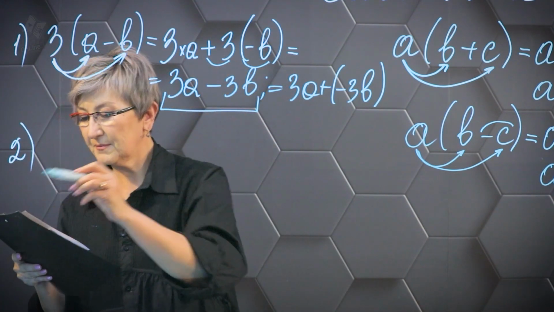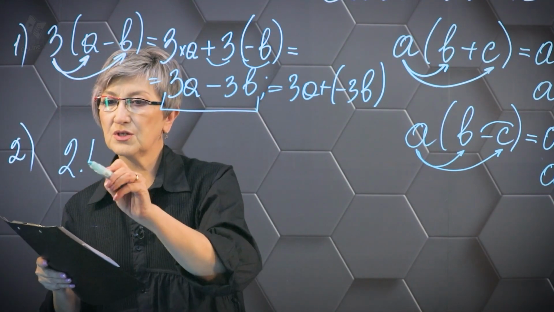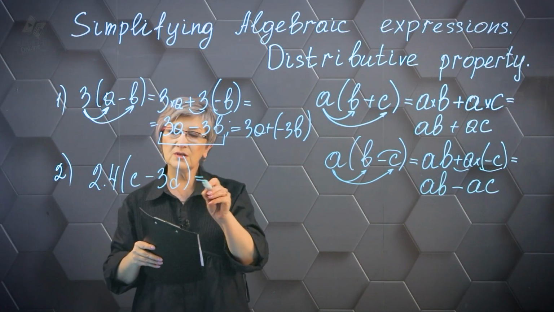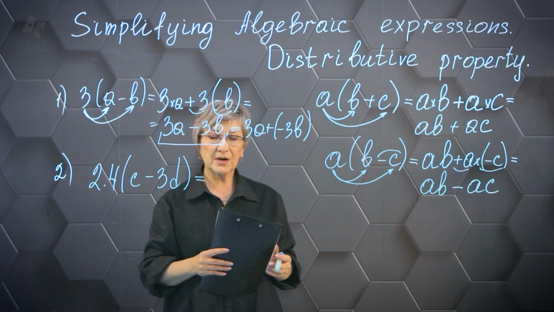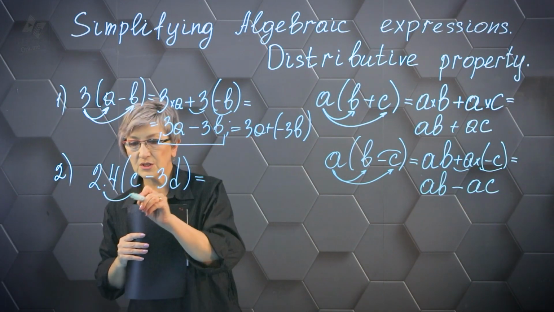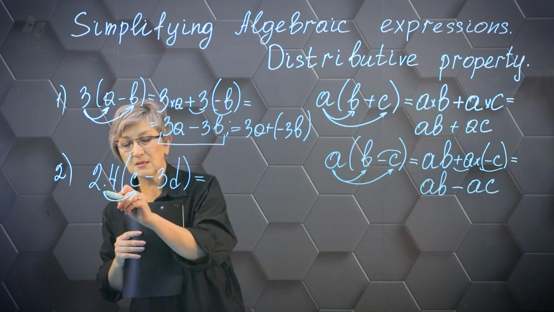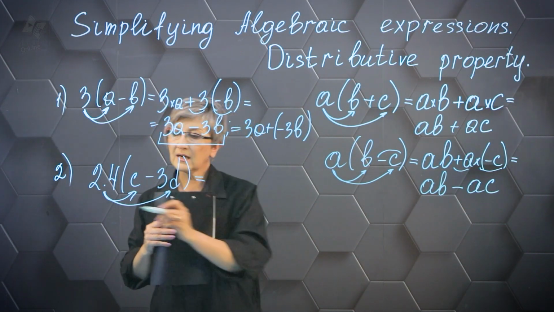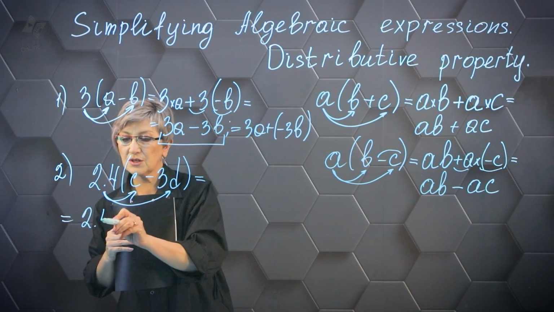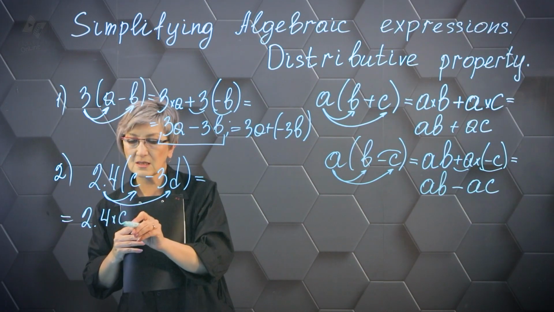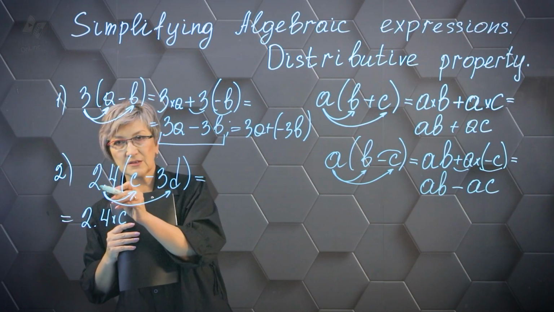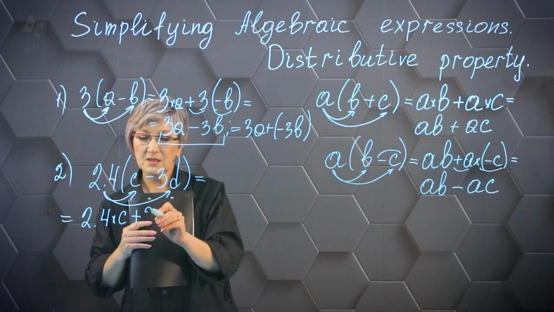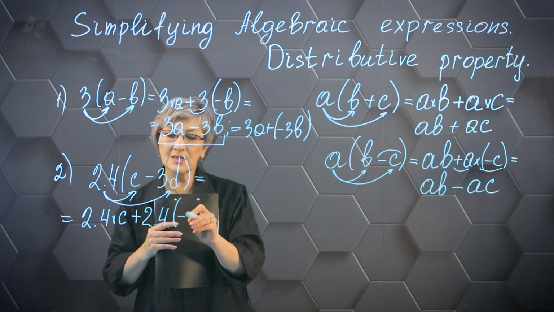Another example. Let's write it down. 2.4 times c minus 3d. What do we get in this case? Well, by our rule, we multiply 2.4 by c, and then we multiply 2.4 by minus 3d. That's how we write it down. 2.4 times c. Back to 2.4. This number is positive, so I write plus 2.4 times minus 3d.